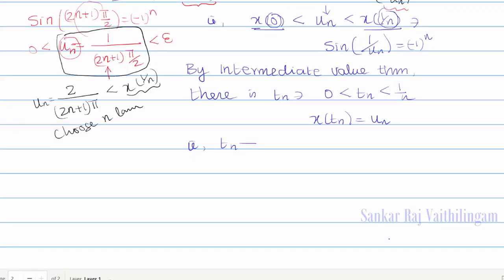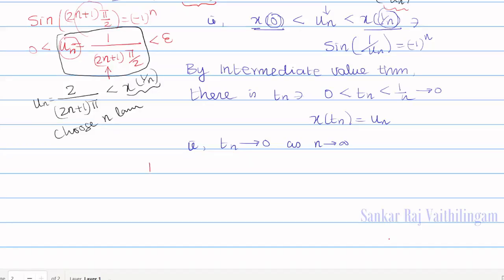That is, tn converges to 0 as n tends to infinity. Look carefully: tn lies between 0 and 1 by n, and this converges to 0. Therefore tn must always converge to 0. Then let us see what f of tn is.